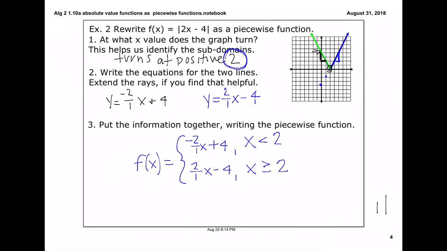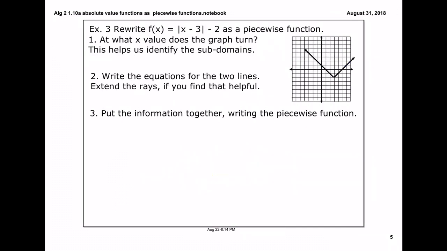So remember, you choose which inequality you want to set or equal to. And when you look at these numbers right here, you are going to use your turning point to determine those values. So let's try example 3. Rewrite f of x equals the absolute value of x minus 3 minus 2 as a piecewise function.